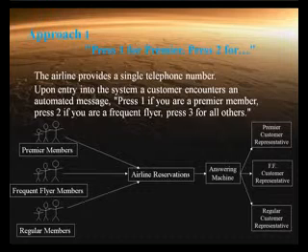Approach 1: Press 1 for Premier, press 2 for frequent flyer. The airline provides a single telephone number. Upon entry into the system, a customer encounters an automated message. Press 1 if you are a Premier member. Press 2 if you are a frequent flyer. Press 3 for all others.